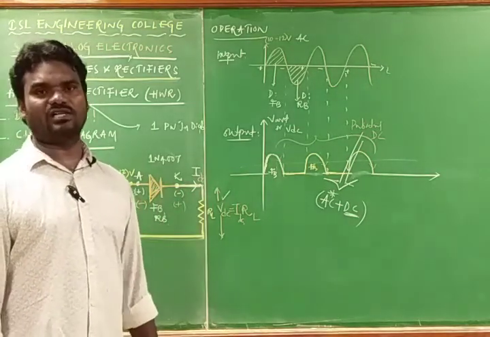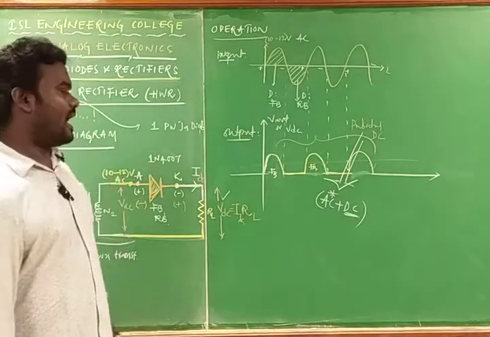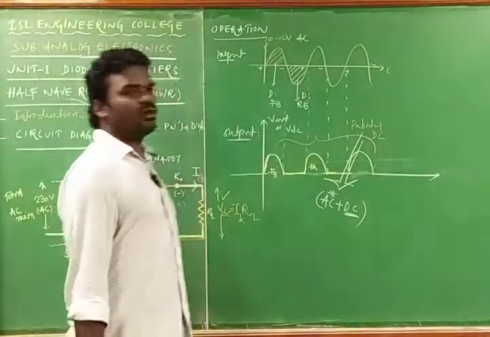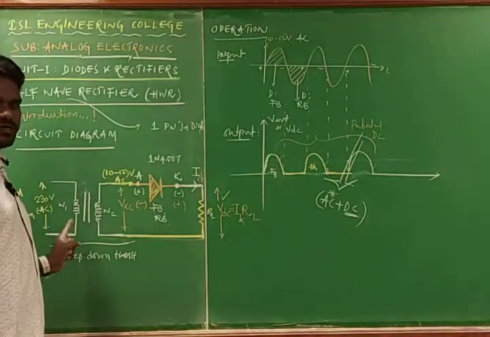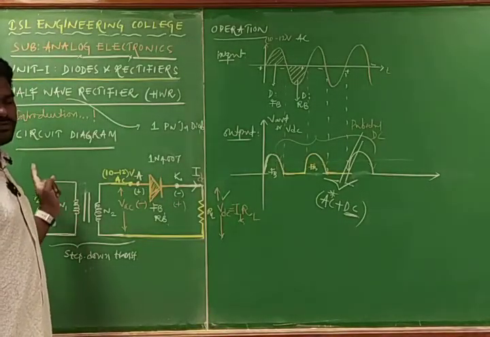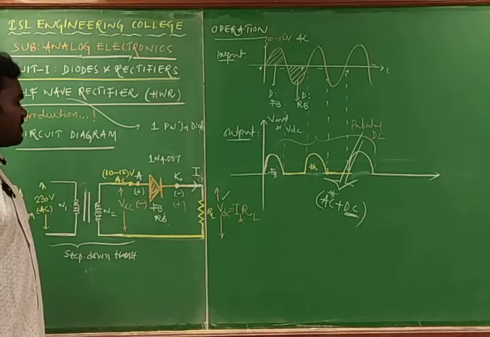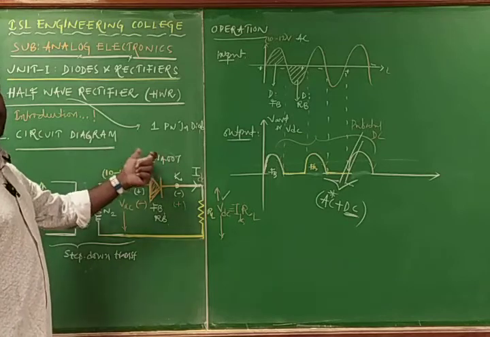There are three rectifiers: half wave rectifier, full wave rectifier, and bridge rectifier. Here, this is the input of the half wave rectifier. What is the necessity of the step down transformer? The step down transformer can reduce the voltage from 230 volts to 10 to 12 volts of AC. Now this 10 to 12 volts of AC is connected as an input for the diode.